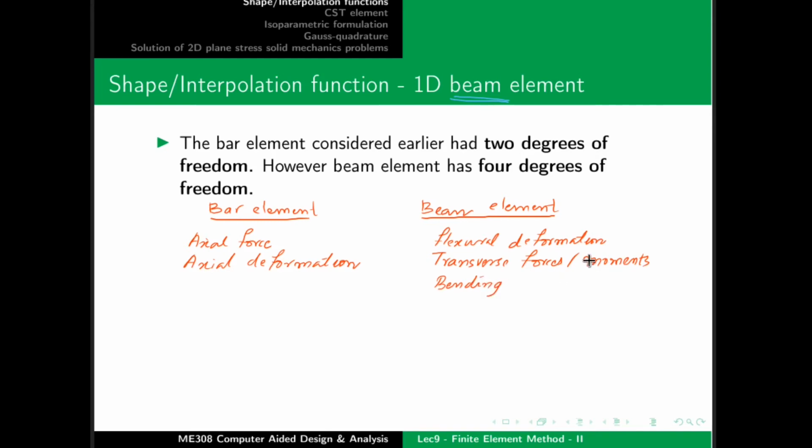Unlike the bar element, deformation of a beam element cannot be expressed in 2 degrees of freedom, since when the bending happens, it is no longer a one-dimensional problem. It becomes a two-dimensional problem. So we'll have to use higher degrees of freedom. Let us see with an example.